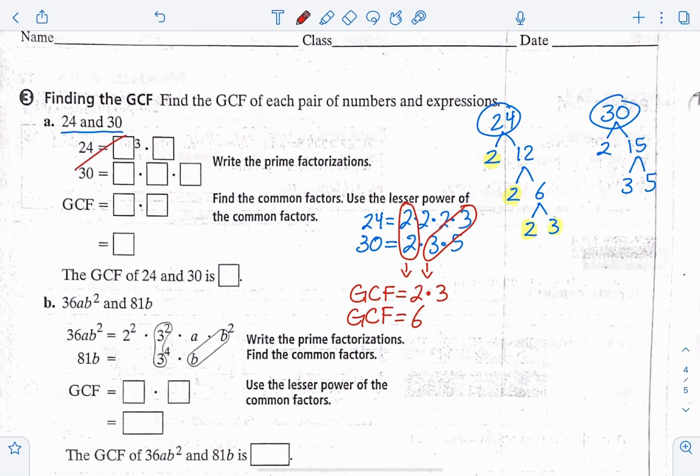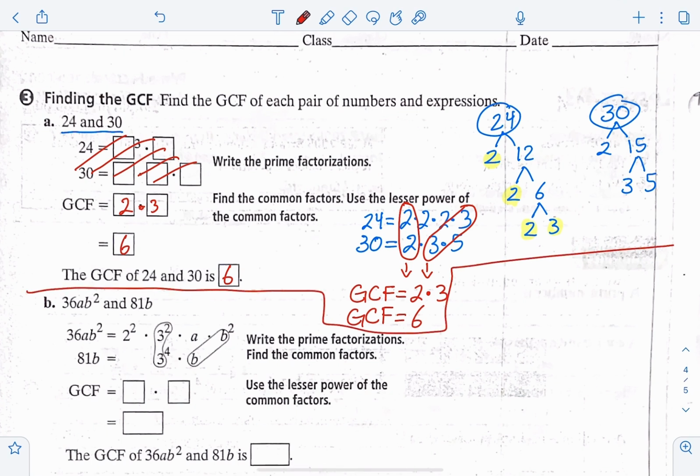Okay, we're going to not write it the way they did. But we have 2 times 3, and we have 6. So the greatest common factor between 24 and 30 is 6. Okay, so it's very similar to what you were doing when you were doing prime factorization. There's just that step afterwards where you're going to figure out what the greatest number that they share is by figuring out what small numbers they share and then multiplying it back together.